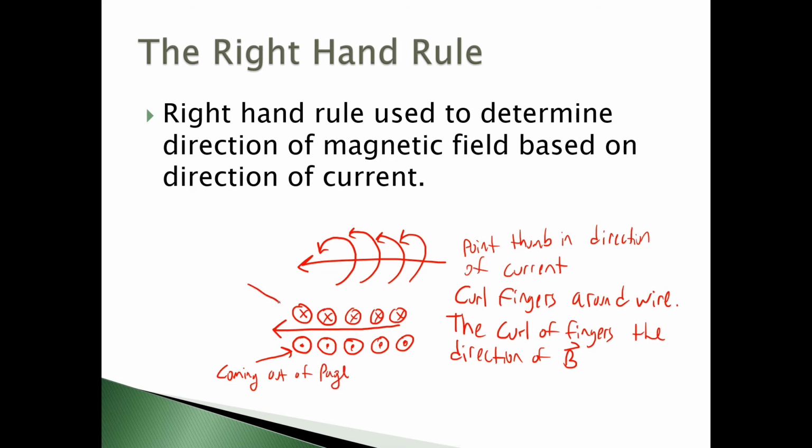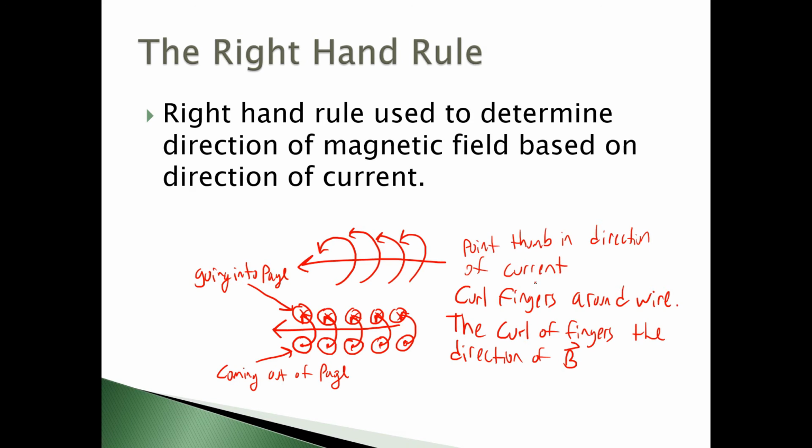And the X's mean going into the page. Okay, so the magnetic field goes this way, basically. Similar, so it goes out of the page and goes back into the page. Out of the page, into the page. That's the direction of the magnetic field.